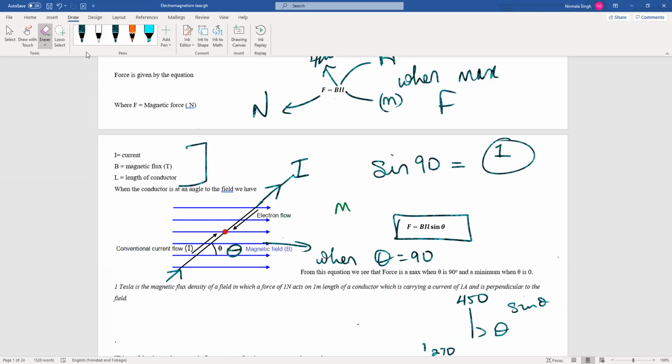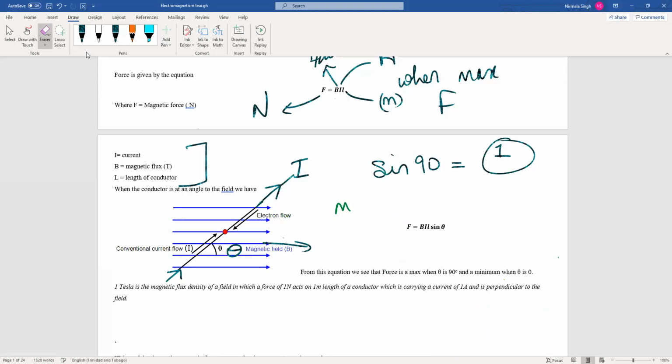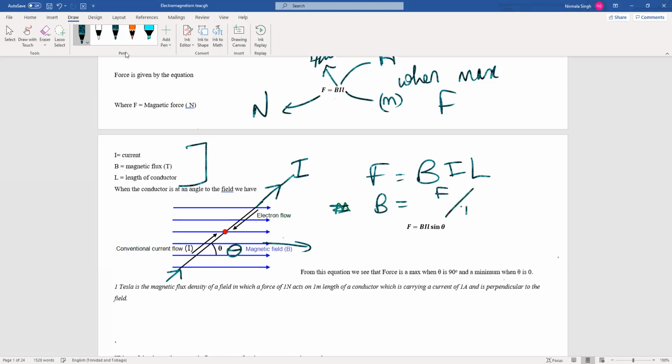So this is going to lead us to our proper definition. Coming from our definition of force is equal to BIL, let's remember it's force is equal to BIL. And if we manipulate this a little bit, you will get B is equal to force over current by length of your conductor. So now considering that, let's read the actual definition of a Tesla. 1 Tesla is the magnetic flux density of a field in which 1 Newton acts on a 1 meter length of conductor, which is carrying a current of 1 amp and is perpendicular to the field.